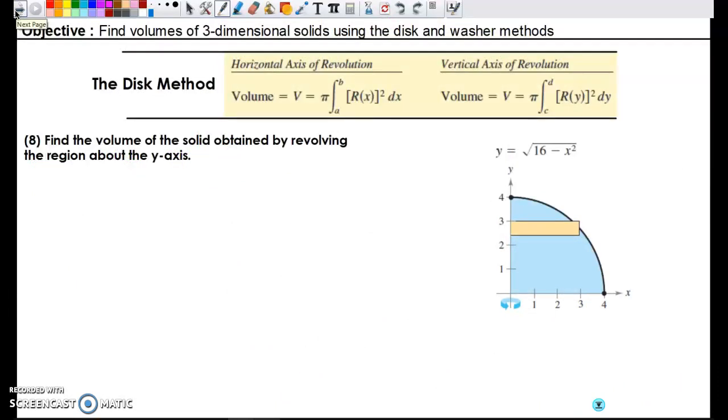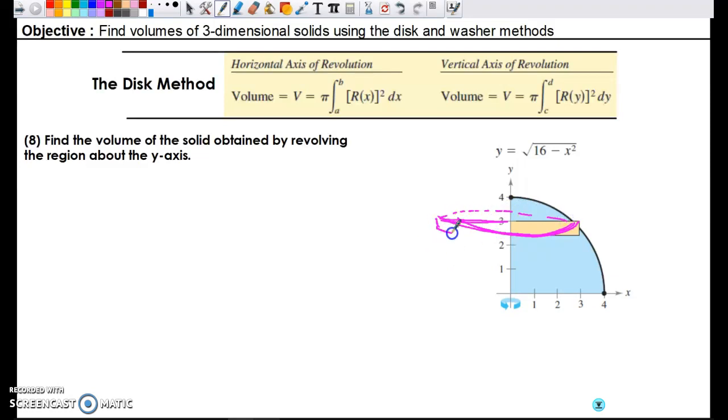So here's number 8 in the section. Find the volume of the solid obtained by revolving the region about the y-axis. So now, instead of going around the x-axis, the axis of rotation is vertical, and my rotation is horizontal. So now I'm going to have the shape being rotated this way. Actually, it should be a little bit farther out to get the same radius, right?